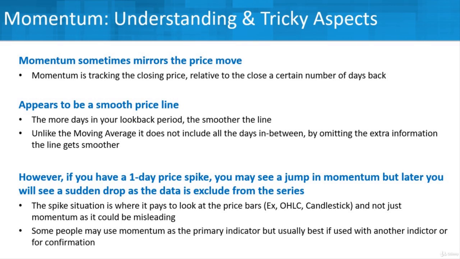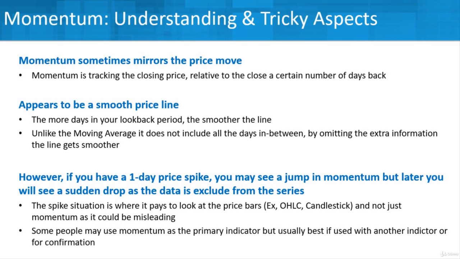But unlike the moving average, it does not include all the days in between. By omitting that extra information, the line gets smoother. What I mean is, if we're looking 10 days back, we're looking at the price on that 10th day back. If that was an outlier, it would impact your momentum. But it's not looking at the prices happening in between like a moving average would.